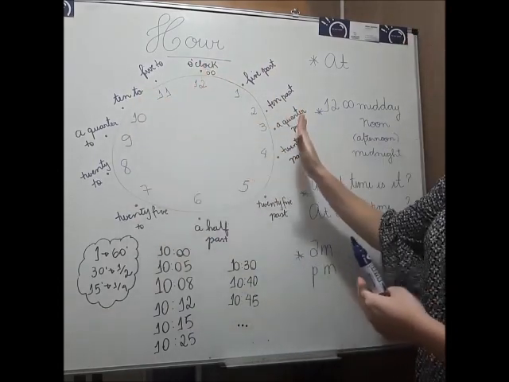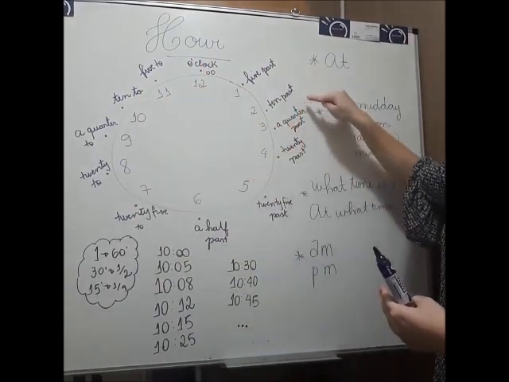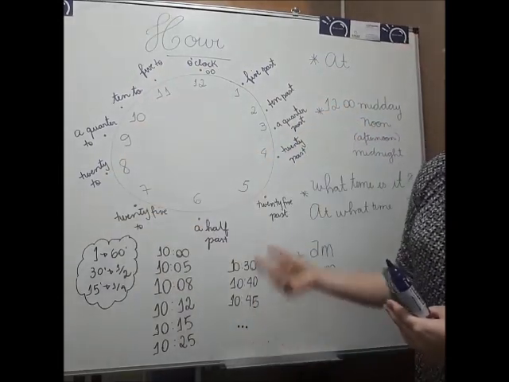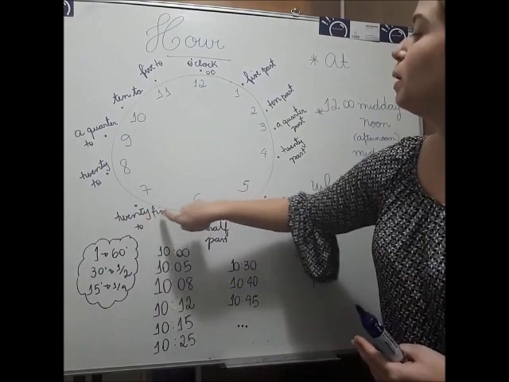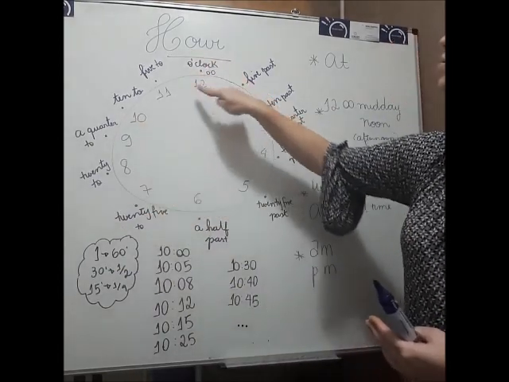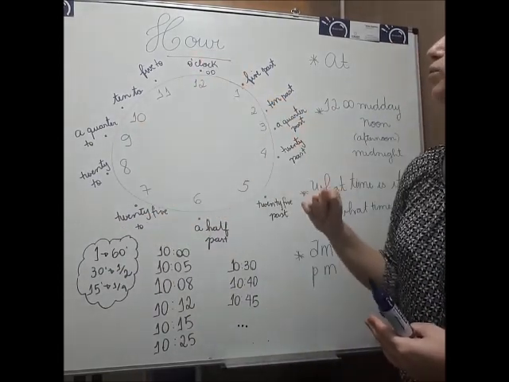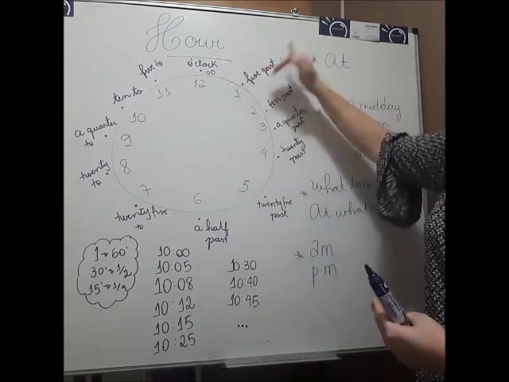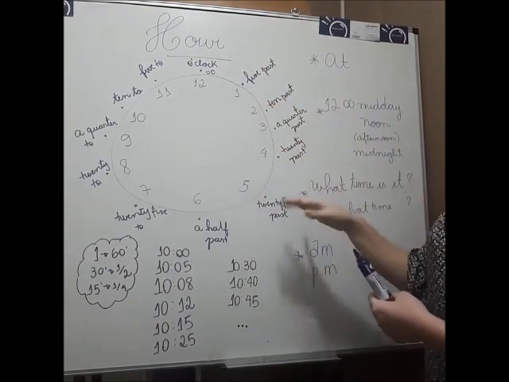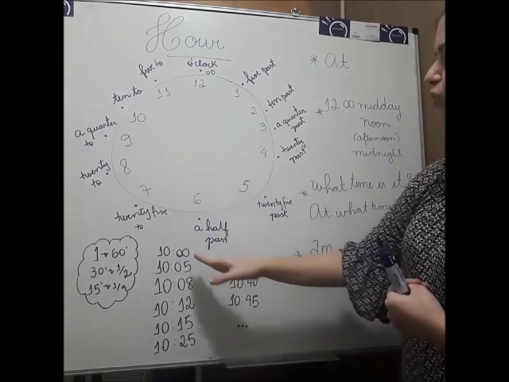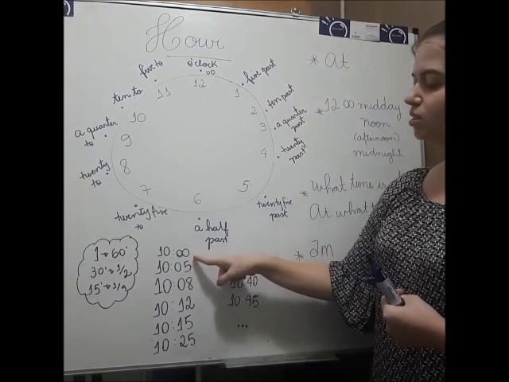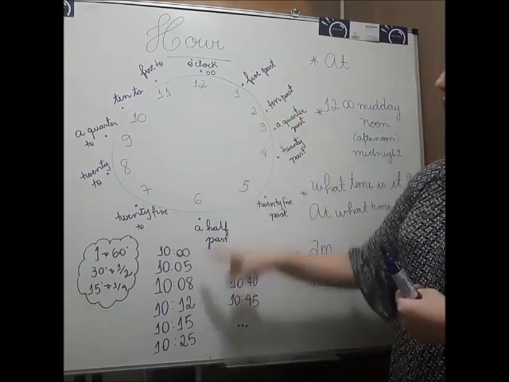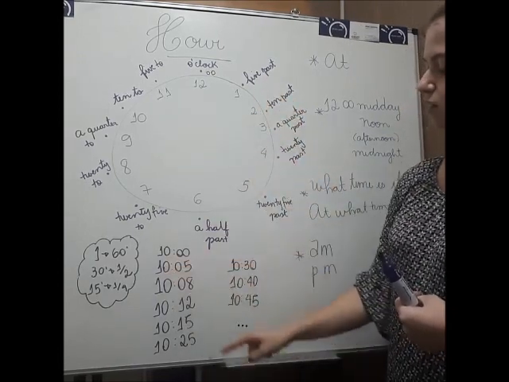Everything on my right side is past. Everything on the left is to. So here we are counting the time until we arrive, and here we are going to count the time that we are past. Take a look, it's going to be easier for you if you look here. So this is 10 o'clock. What about this? This is 5 past 10.